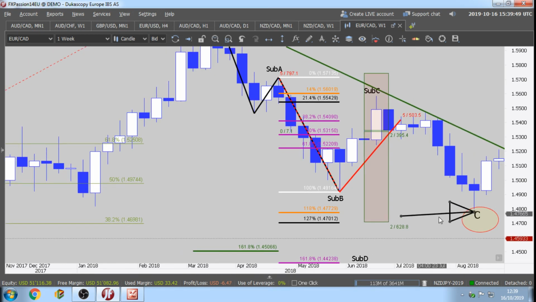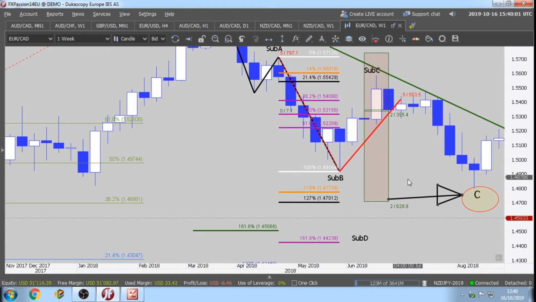No, it's not confirmed. So you can pocket your profits, everybody, down in here. You need to manage your trade, or because this is not a confirmed C, you can leave your trade opened. There is no right or wrong. So let's see what is going to happen.